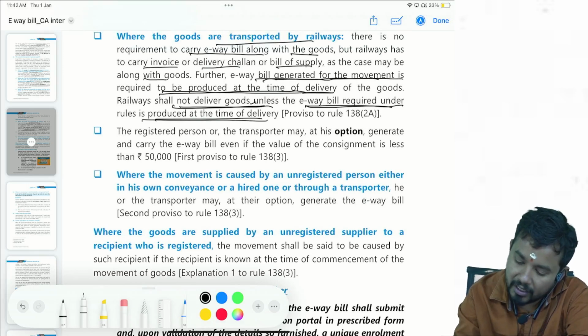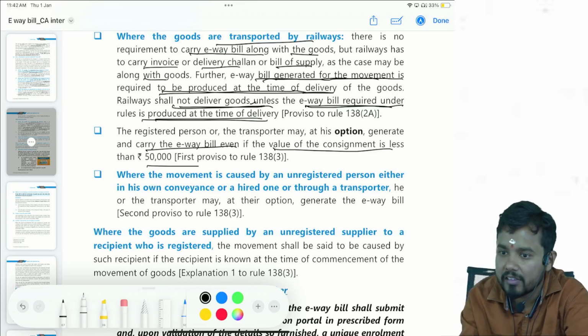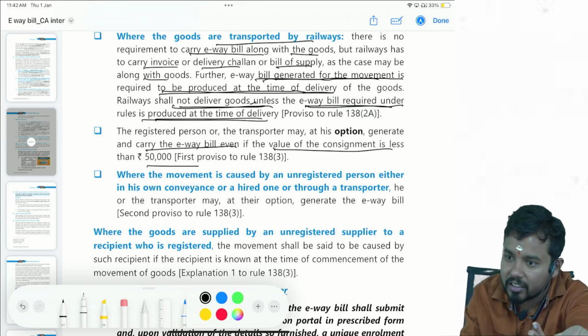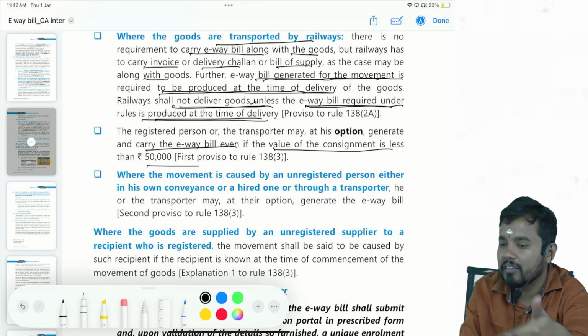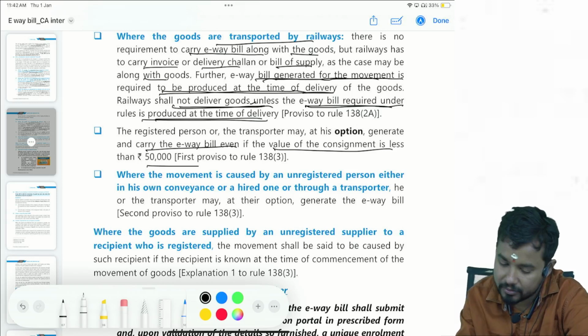The registered person or the transporter may at his option generate and carry the e-way bill even if the value of the consignment is less than 50,000. Even if the consignment value is less than 50,000. Now voluntary registration concept is there now. Similarly, even if the consignment value is less than 50,000, I want to generate an e-way bill. Okay, generate. Who will stop you?